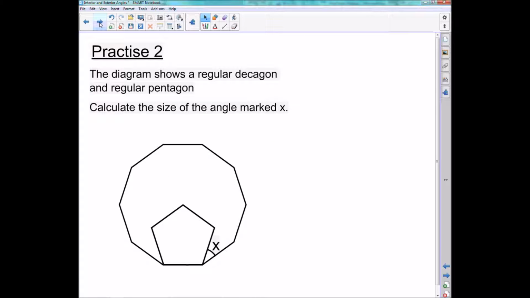Okay, so here's one for you to have a go at. Watch out, I've made this slightly different from the example I've done, but the idea behind it is the same. Okay, so pause the video and see if you can work out the size of the angle X.